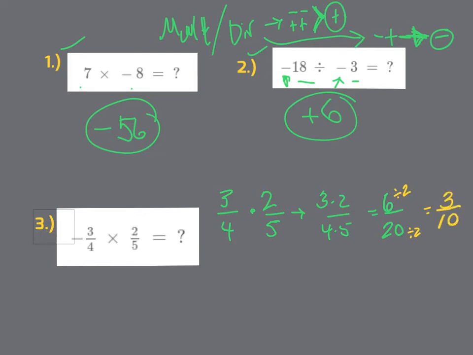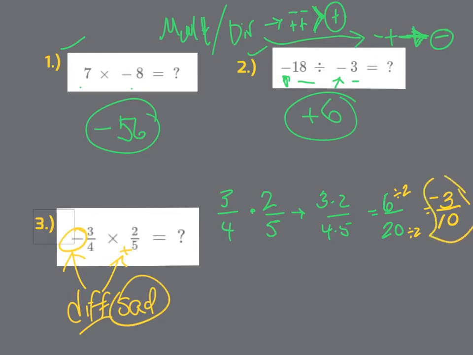And then I can't forget about the fact that way back here in the beginning, I had one negative and one positive. So because they're different, they're unhappy, they are sad. So therefore, it is negative. Okay, moving right along.